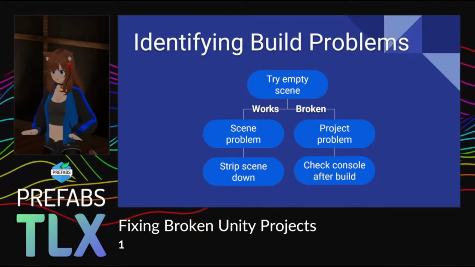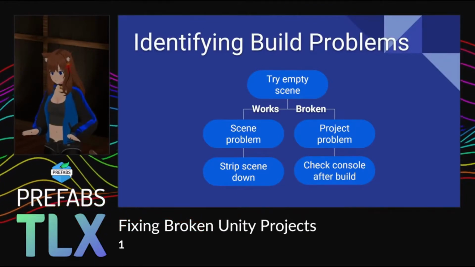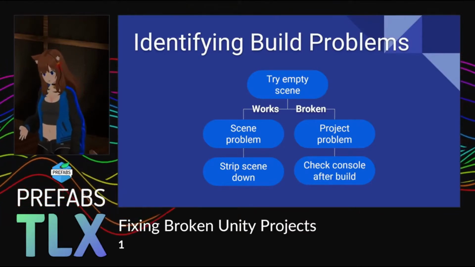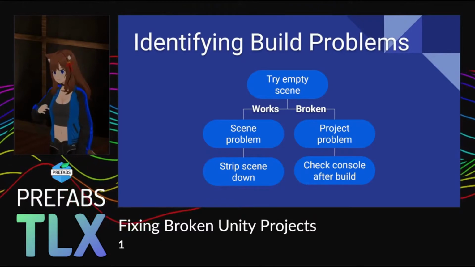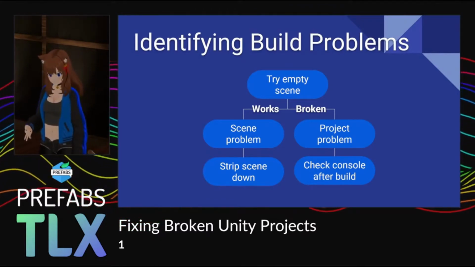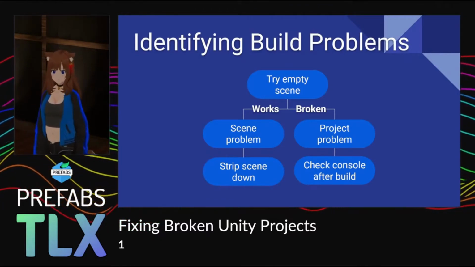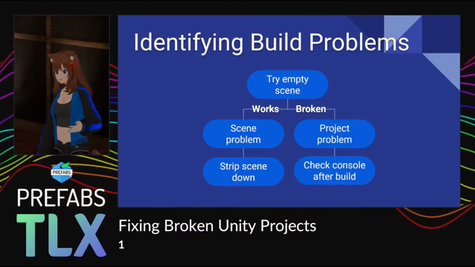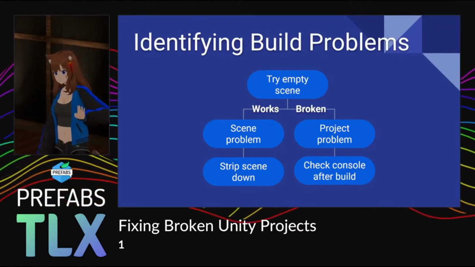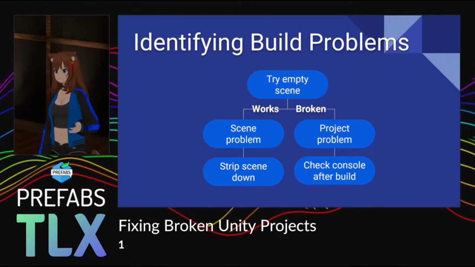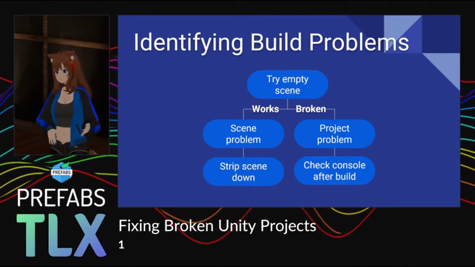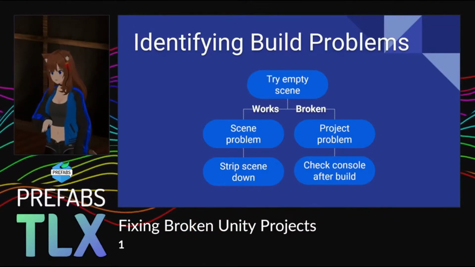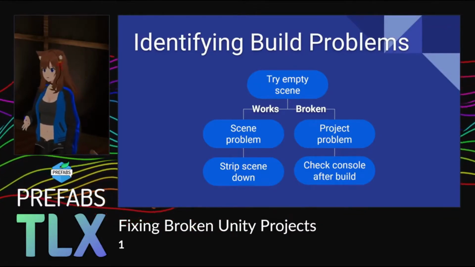This is usually the good steps to figure out where the problem is. So trying an empty scene, if that works, you know it's the scene problem. But if the empty scene doesn't work, you know it's a project problem. And in some cases, you might get a clear error on scene problems, but in some cases you might not. So in those cases, you can just copy the scene to a duplicate, and in the duplicate slowly start removing game objects to narrow down and figure out what might be causing the issue.